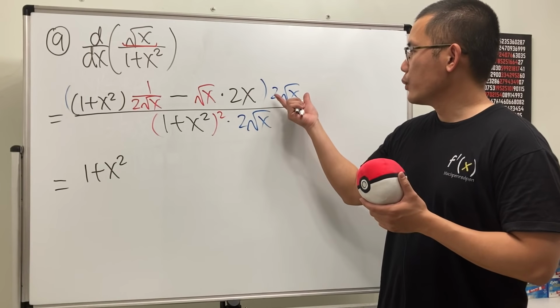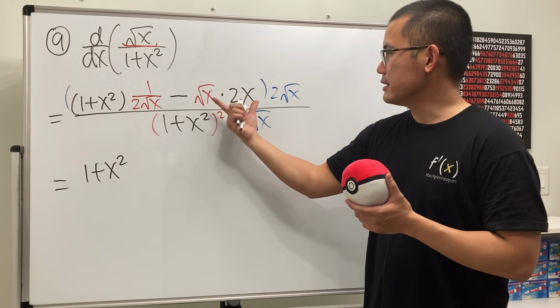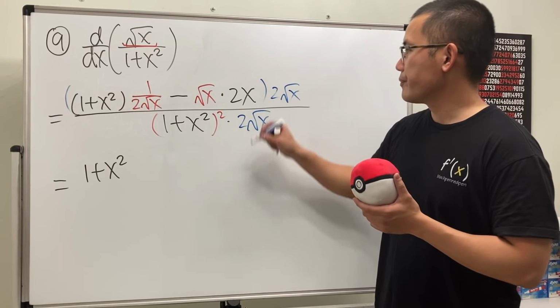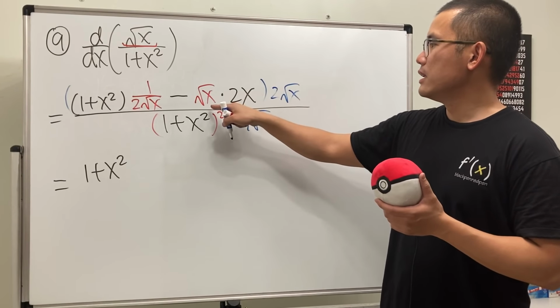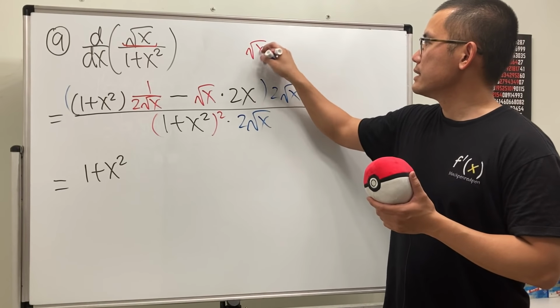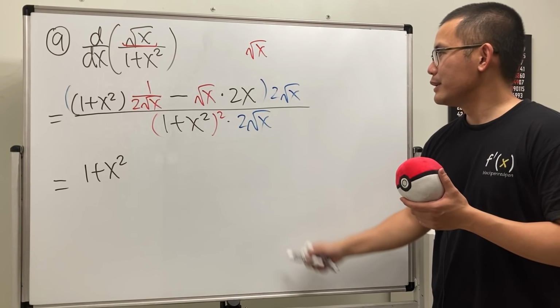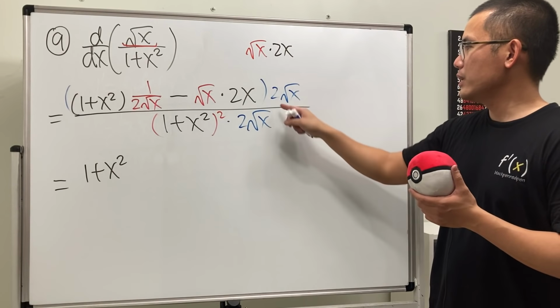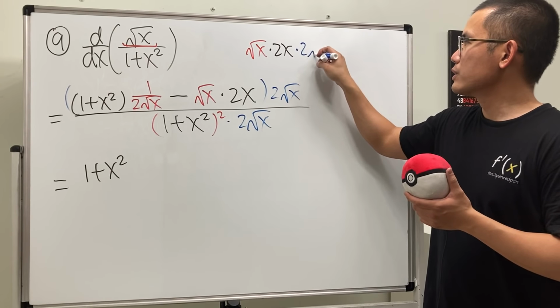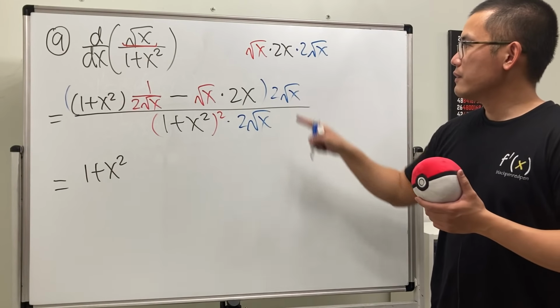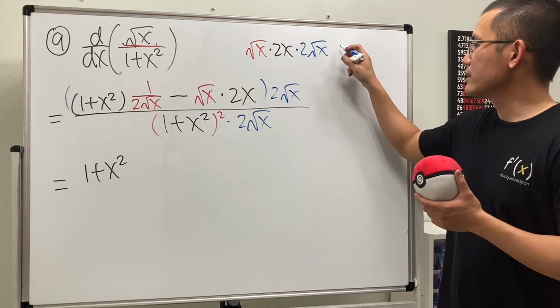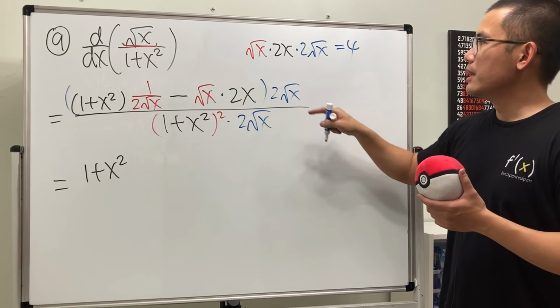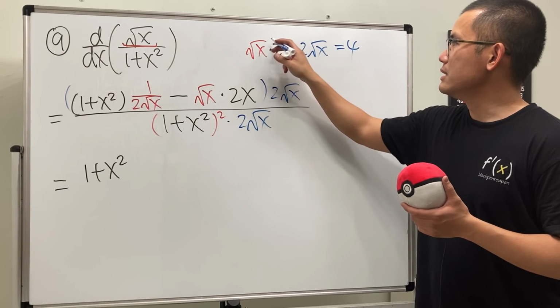And then next, we take this times this. Be really careful though. I will write down everything for you guys. Square root of x times 2x, right, times 2x. And then at the end here, we multiply by 2 square root of x. Firstly, 2 times 2, we can work that out, that's just equal to 4. Good.